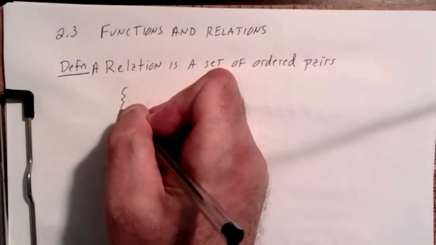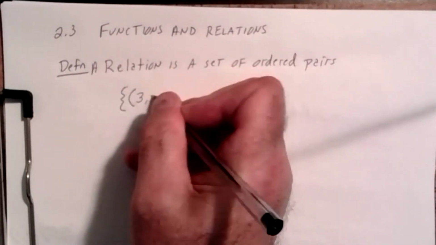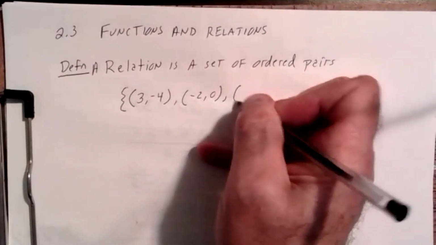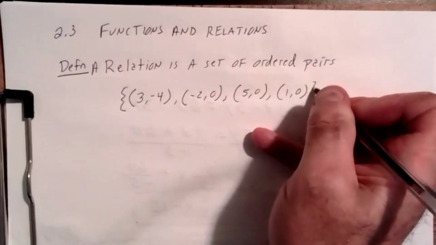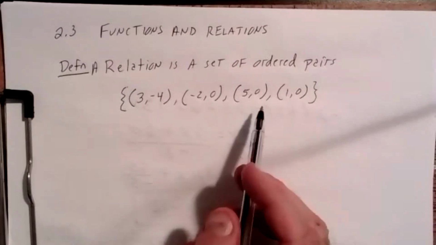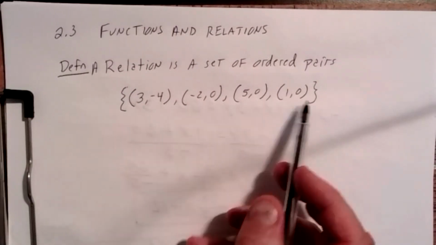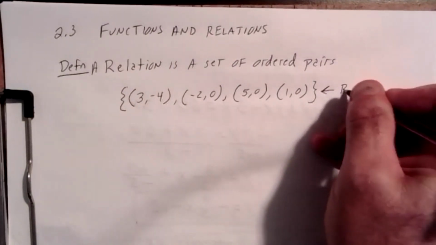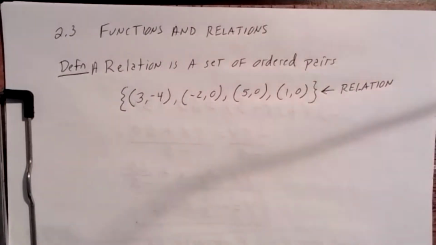This, ladies and gentlemen, is an example of a relation. If I have a set consisting of these ordered pairs here. Notice there's a finite number of ordered pairs here that we could plot in the XY plane. Nonetheless, we do have a set of ordered pairs. So by definition, this is called a what? This is a relation. It's a set of ordered pairs.